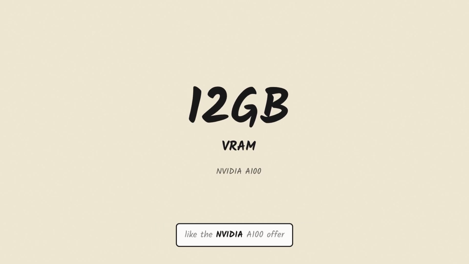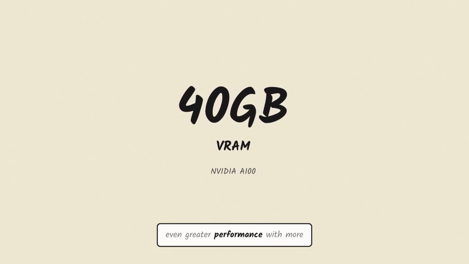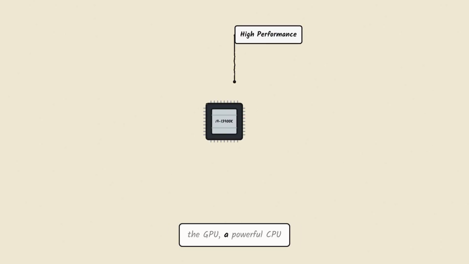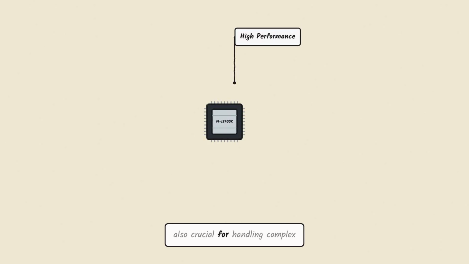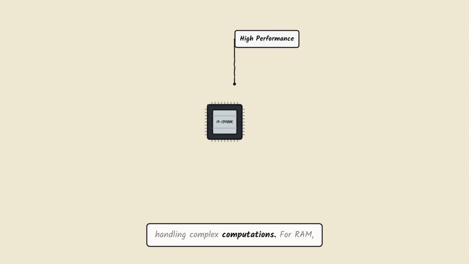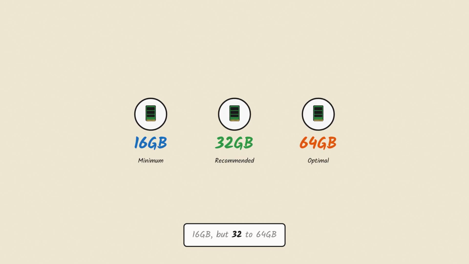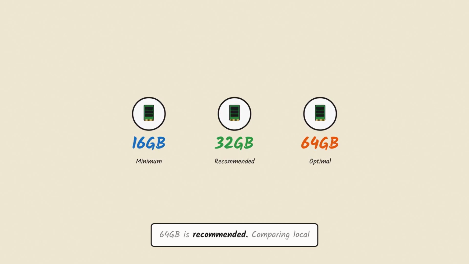High-end models like the NVIDIA A100 offer even greater performance with more VRAM. Besides the GPU, a powerful CPU is also crucial for handling complex computations. For RAM, you'll need at least 16 gigabytes, but 32 to 64 gigabytes is recommended.